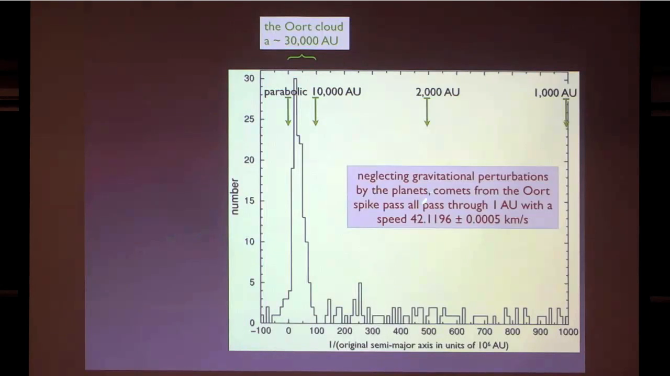The first is that if we neglected the gravitational perturbations from the planet, all of the comets from within this cloud would pass through 1 astronomical unit where we see them with a speed that's 42 plus decimals kilometers per second with a spread of 50 centimeters a second. So to roughly 1 part in 10 to the 4th, they're all on orbits with exactly the same energy.